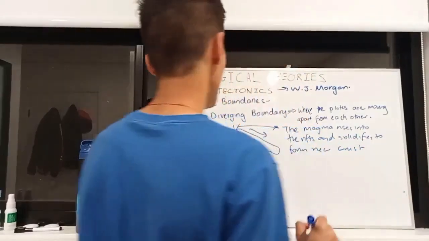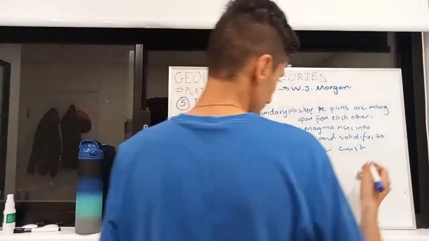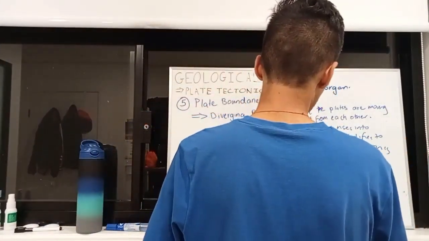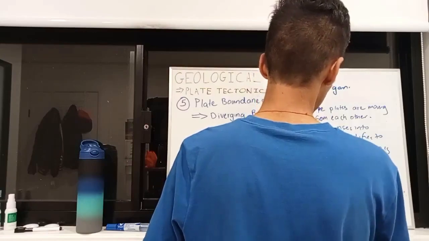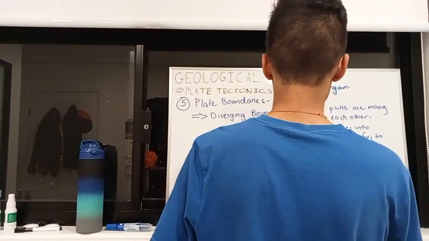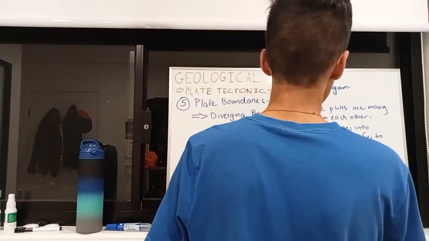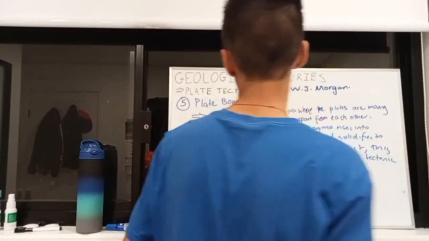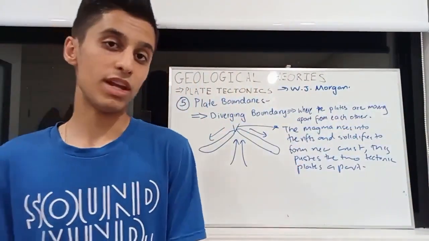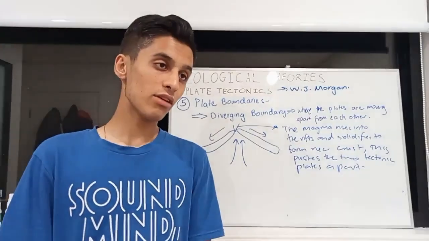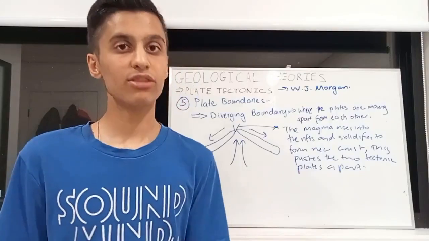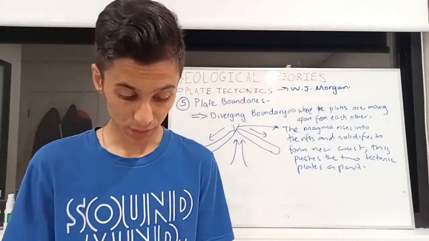Solidifies to form new crust. This pushes the two tectonic plates apart. This is something that we can write for explaining diverging boundaries in terms of mid-oceanic ridges.